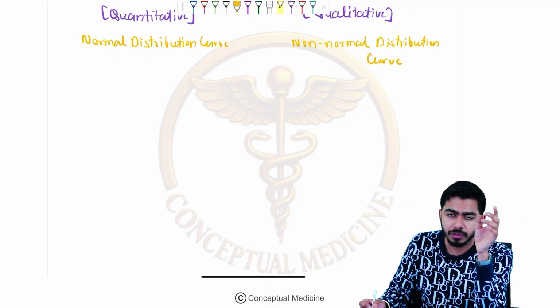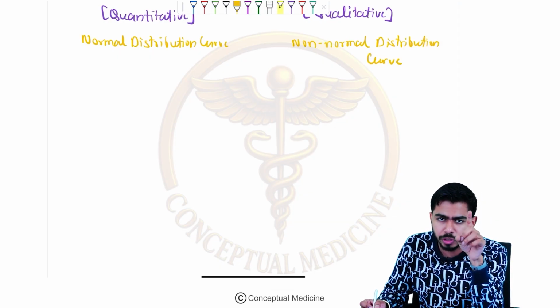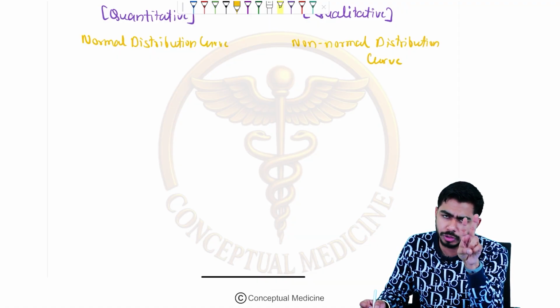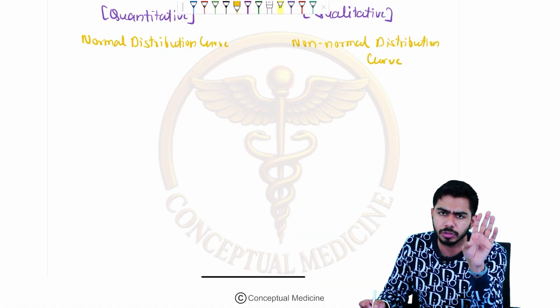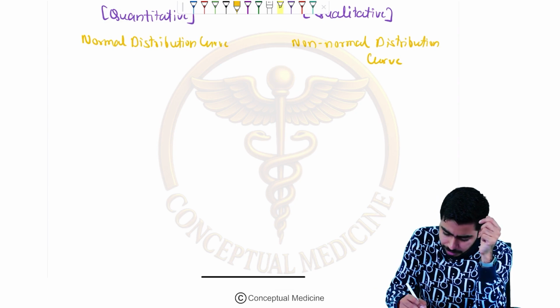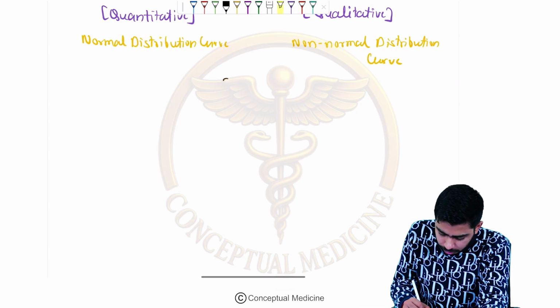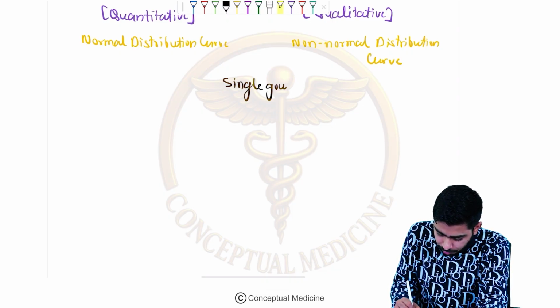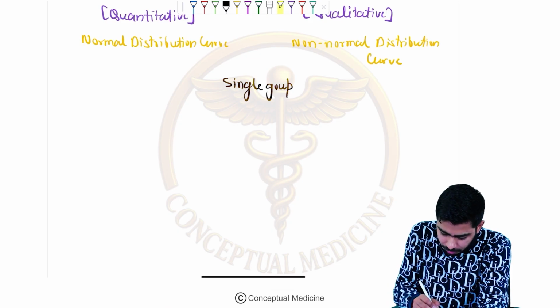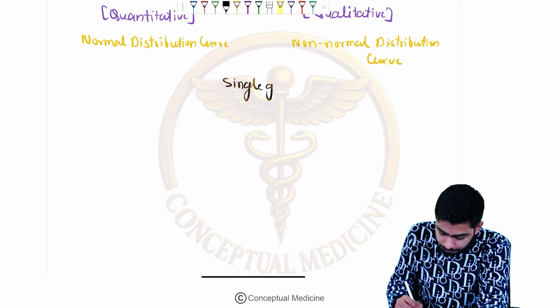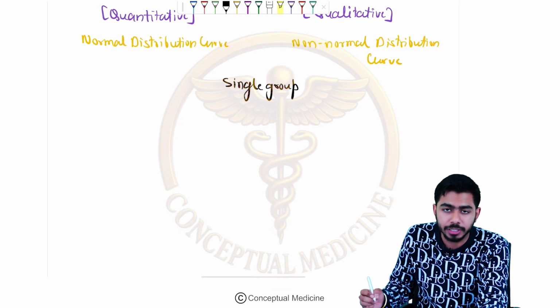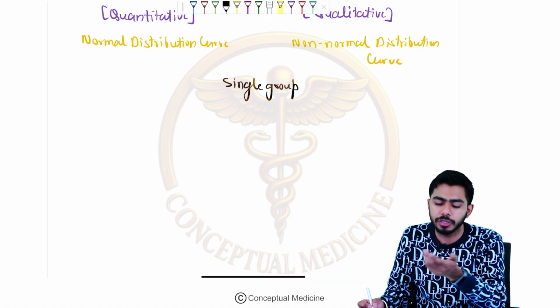There could be a single group, there could be two groups, or there could be more than two groups, multiple groups. So here I shall be writing about the single group: what test we shall do for the qualitative side or the quantitative side.